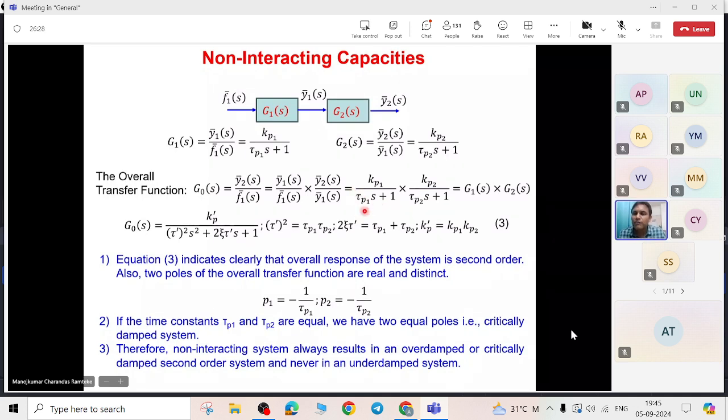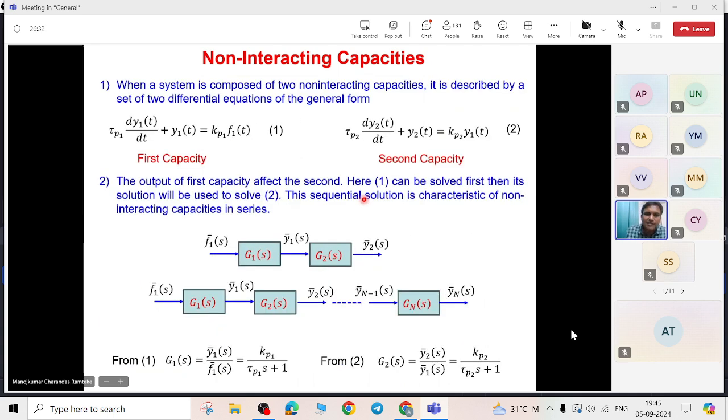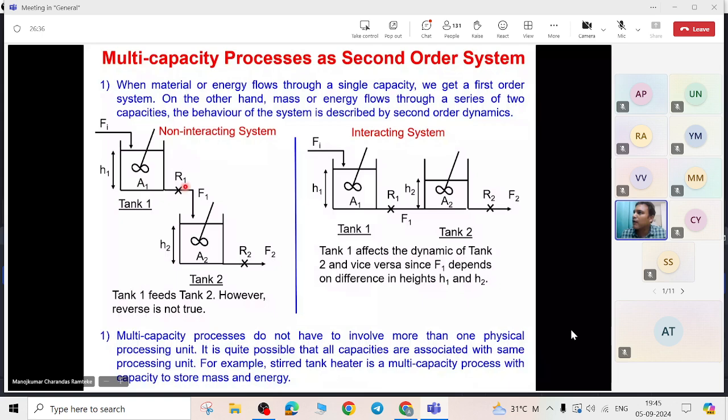And if I look at this, tau p1 is actually what? Tau p1, for this particular case, is nothing but a1 r1. Similarly, tau p2 will be what? A2 r2, isn't it? Let's say if we take this resistance as the same, in that case, the critically damped system I can get only and only if both the tanks are of equal size. Is it clear to everyone? Yes.